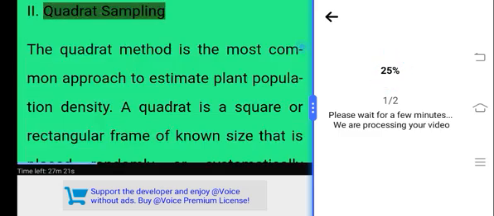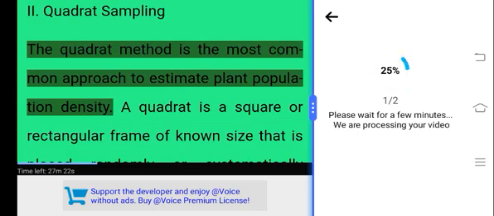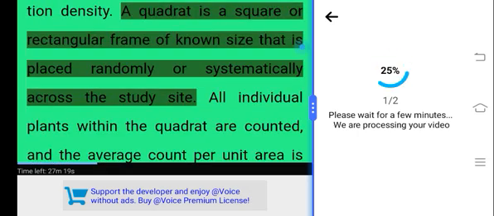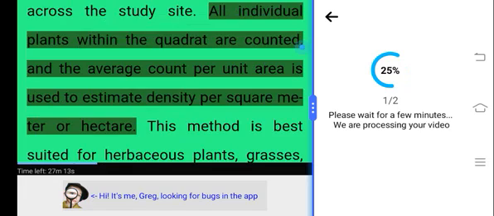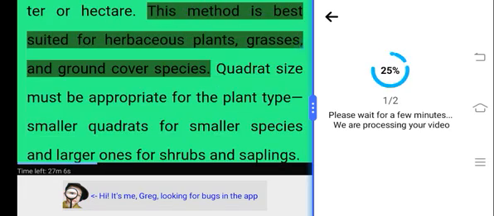2. Quadrat sampling. The quadrat method is the most common approach to estimate plant population density. A quadrat is a square or rectangular frame of known size that is placed randomly or systematically across the study site. All individual plants within the quadrat are counted, and the average count per unit area is used to estimate density per square meter or hectare. This method is best suited for herbaceous plants, grasses, and ground cover species.